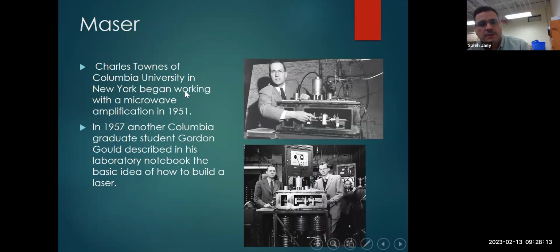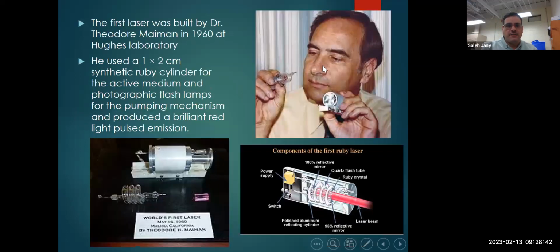Charles Townes from Columbia University made the microwave amplification by stimulated emission of radiation. He made the maser. So he's the father of the modern laser, but because microwaves are not visible, he didn't get any recognition at that time. That's the problem here. Everybody looks for something visible. After 9 years of the maser, Theodore Maiman made the first visible laser, and he got all the credit. Unfortunately, that's what happens all the time.